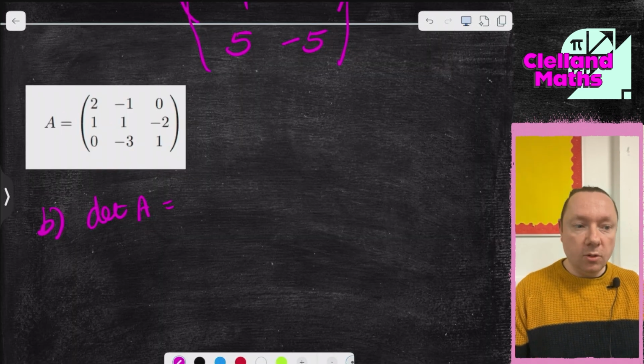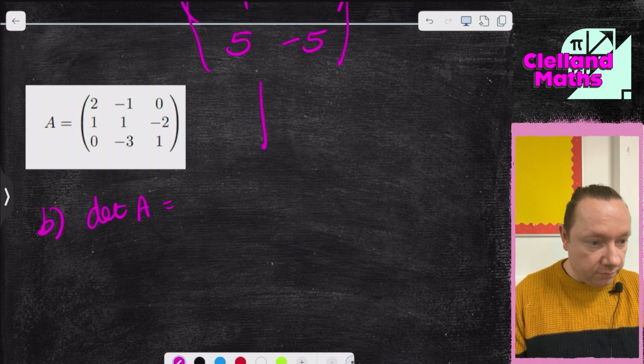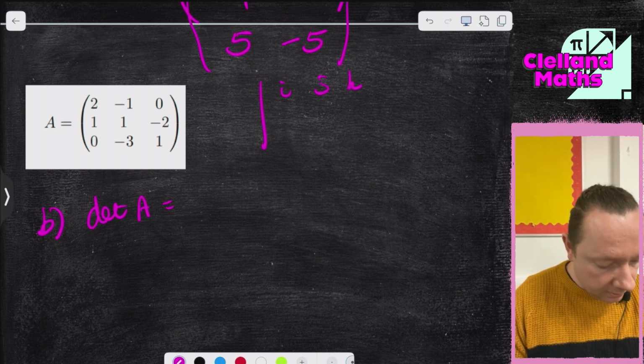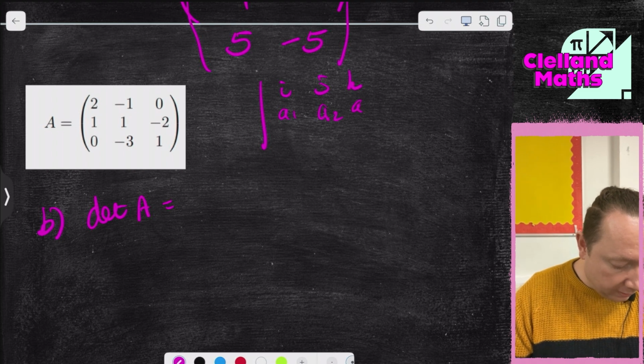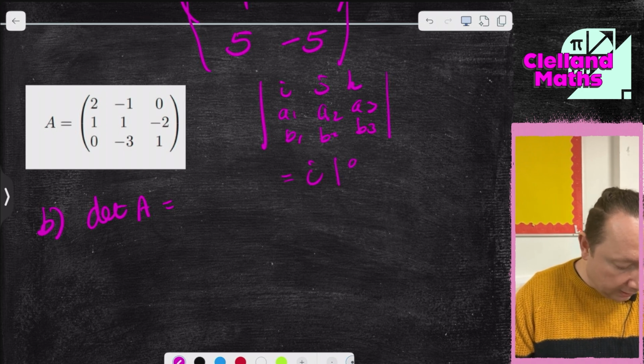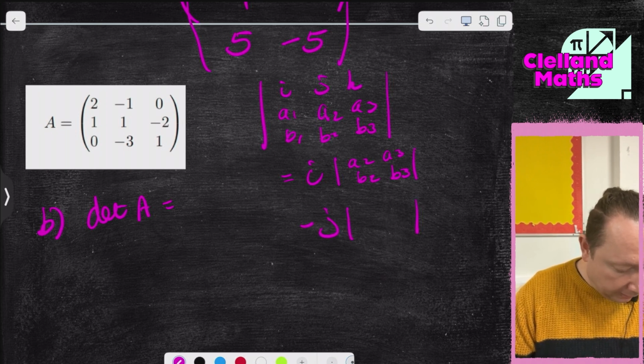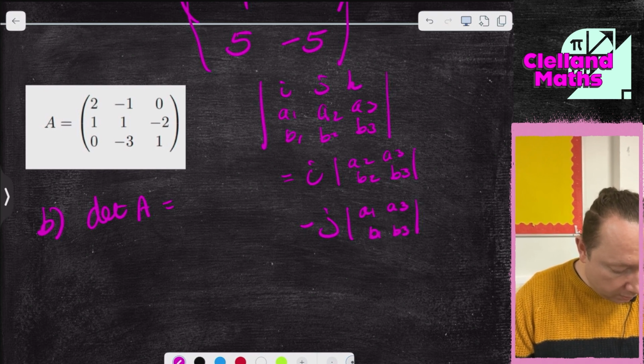It tells you in the vector product section, determinant of a 3 by 3 matrix: i, j, k, you've got A1, A2, A3, B1, B2, B3, and it says that it is i times A2, A3, B2, B3 minus j times A1, A3, B1, B3 plus k times A1, A2, B1, B2.